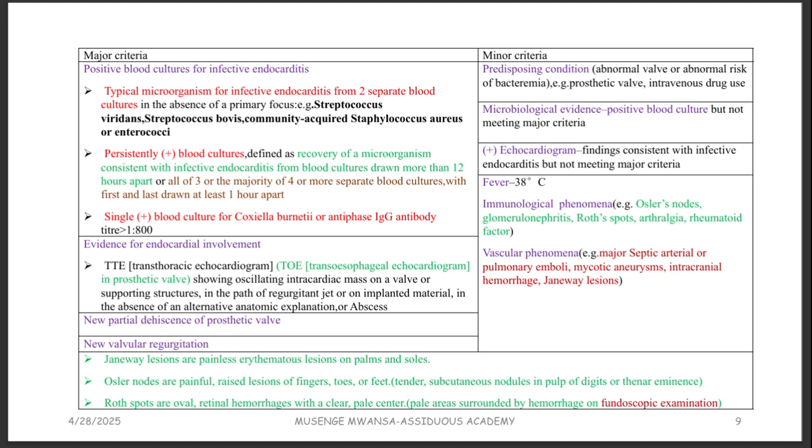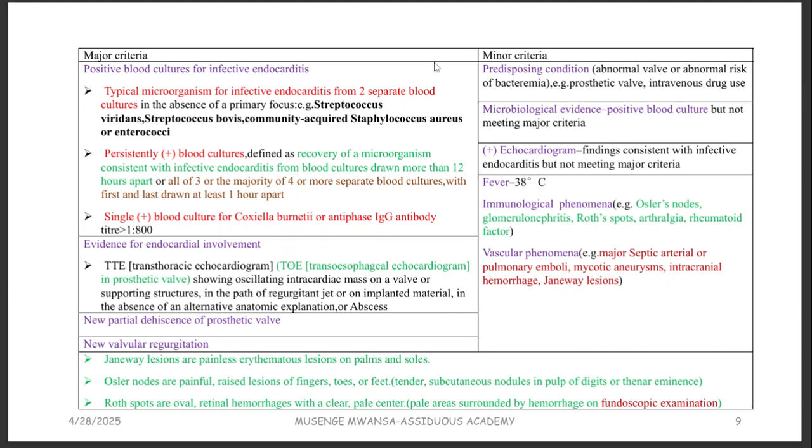And then for the 5 P M, the other one that they use is B, E, F, I, V, E, P M. So for the 5, F is fever, temperature greater than 38. I is immunological phenomena where you've got Osler nodes, glomerulonephritis, Roth spots, arthralgia, rheumatoid factor. And then the V is vascular phenomena where you've got the Janeway lesions, pulmonary emboli, and then E at the end is not endocardial involvement, but echocardiogram. The second is the echocardiogram, which is a minor criterion, not major criterion. And then P M P is for predisposing factors like IV drug use, prosthetic valve, recent dental procedure. And then the M is the microbiological evidence that doesn't meet major criteria.